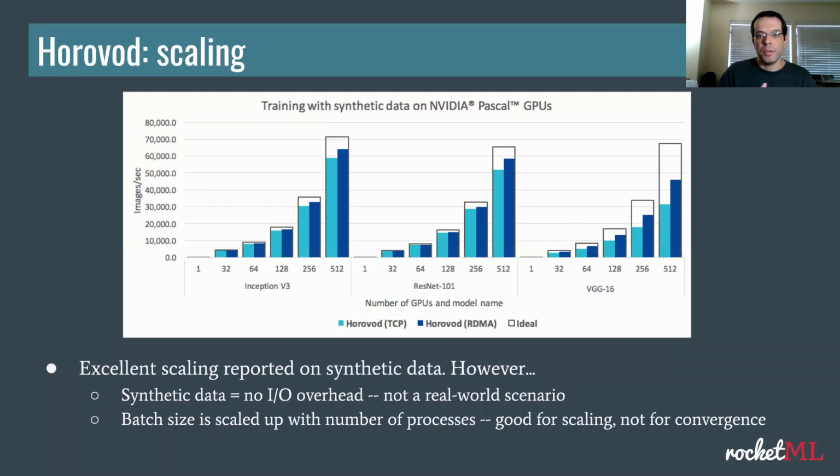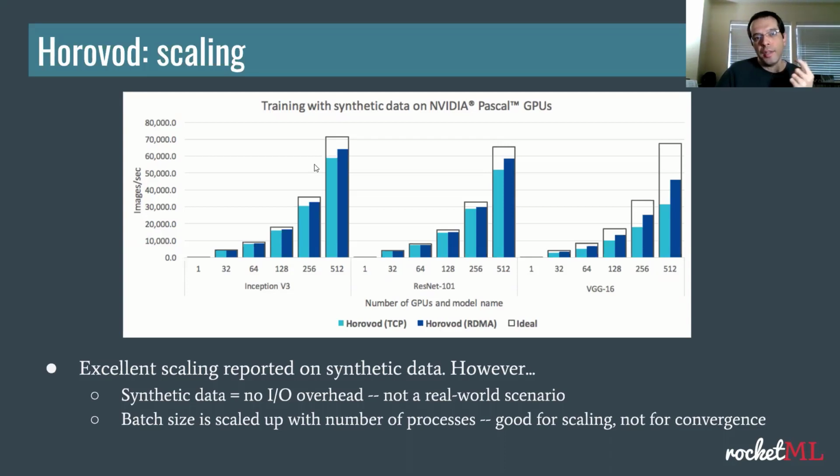Finally, let's discuss their performance. They have this flagship scaling result here on their website, which shows images per second. So that's the throughput during training for 3 different models, as a function of the number of GPUs used, from 1 to 512. This looks pretty good. It's pretty impressive. I just wanted to make 2 comments, 2 caveats about these results.